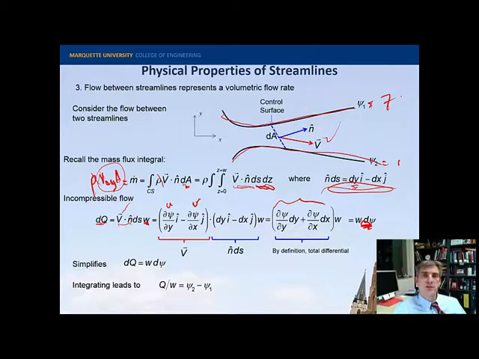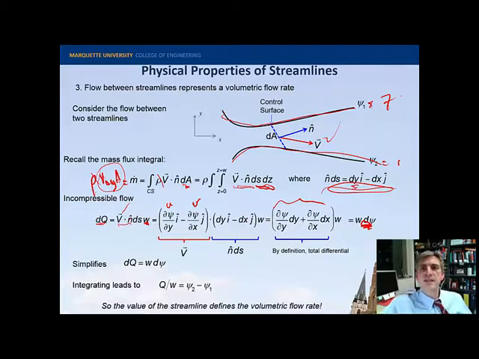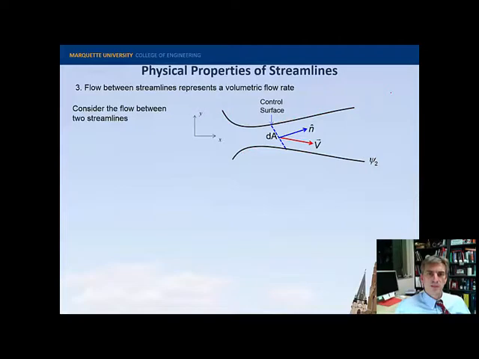That is pretty powerful stuff. So the stream function defines the volumetric flow rate, or the difference in stream functions defines the volumetric flow rate. So in this case, the flow between those two streamlines, where the value is 1 to 7, it would be 6, right? So we've got 6 units of flow. Let's consider what the units are in a minute here.